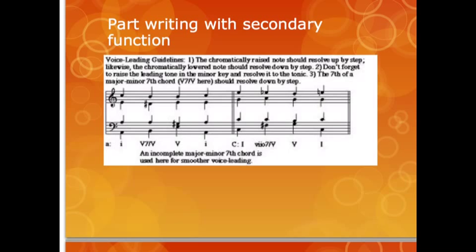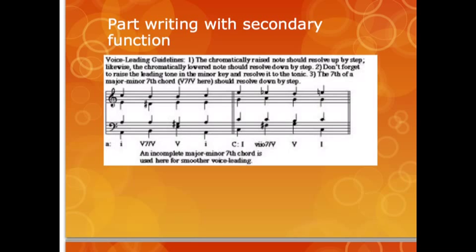Make sure that you do not forget to raise a leading tone in the minor key to resolve it to tonic. When we have a leading tone in a minor key, that's not a secondary function, that's simply a 5 chord. Make sure you resolve it to the tonic. The 7th of a major minor 7th chord, in this case 5/7 of 5, should resolve down by step.